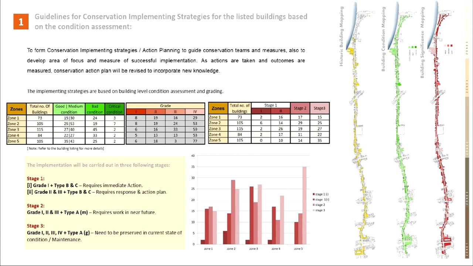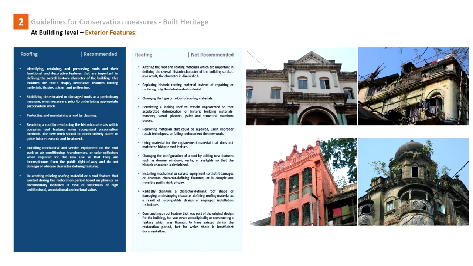current state. The chart shows the comparative analysis with Zone 2 having the highest number of buildings requiring immediate action, also highest in the buildings that require work in near future, and Zone 5 has the highest number of buildings that need only maintenance, etc. Guidelines for conservation measures at building level.